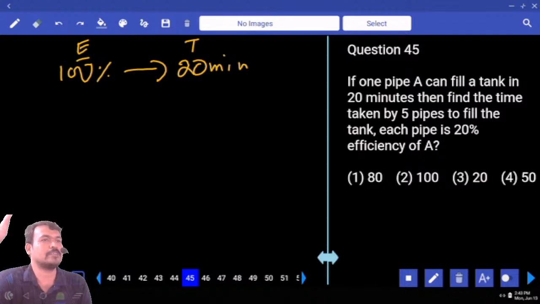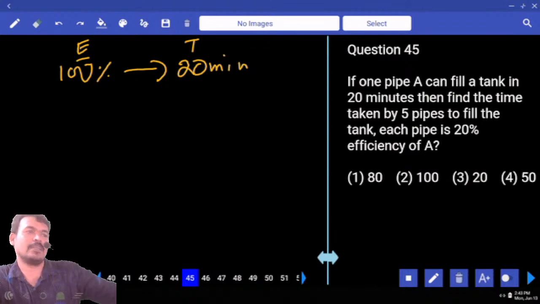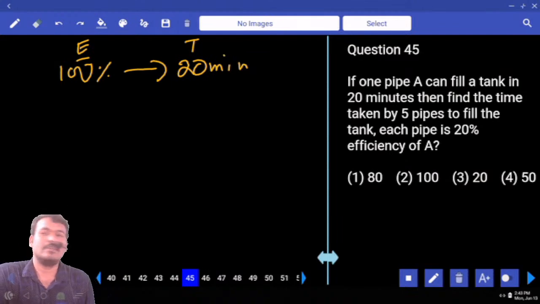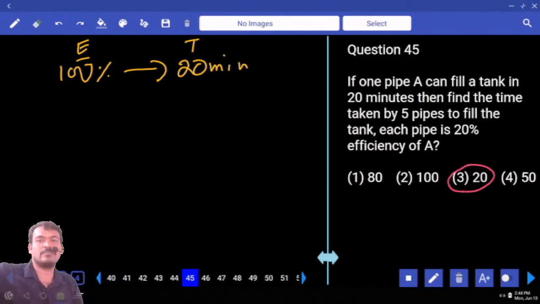One pipe normally takes 20 minutes; with the efficiency of 100%, it is filled in 20 minutes. Next, 5 pipes are taken, every pipe's efficiency is 20%, so 5 pipes' efficiency is 100%. With 100% efficiency, the time taken is 20 minutes. One pipe at 100% and 5 pipes at 100% are the same. What is the answer? 20 minutes.